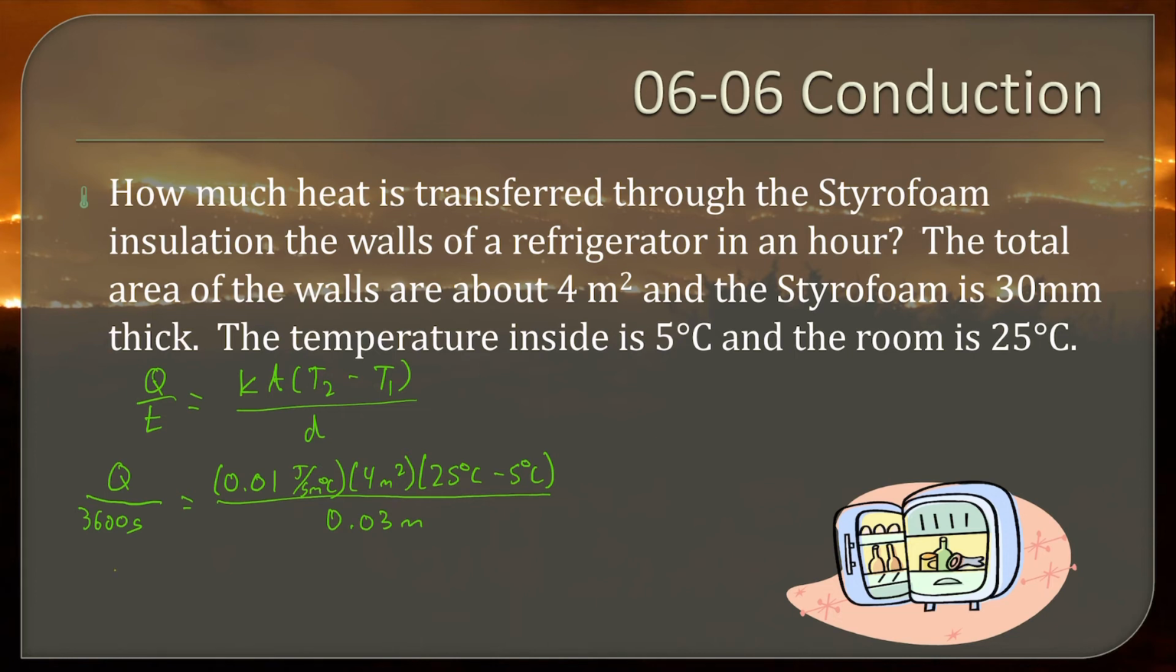So you multiply by the 3,600, and you get 96,000 joules. Seems like a lot of heat. That means your refrigerator has to move that much heat the other direction to keep everything cool inside.